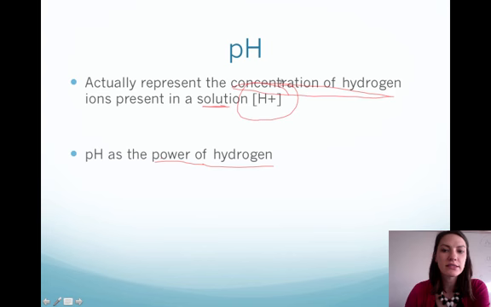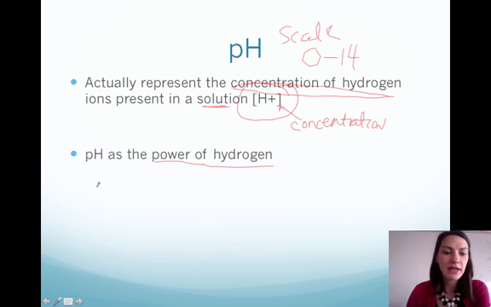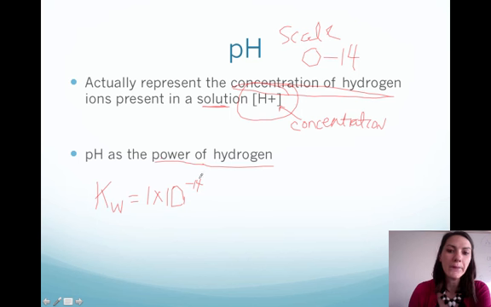H plus is your hydrogen ion, and these brackets right here just mean concentration. And our pH scale goes from technically 0 to 14. The reason for that is that the dissociation constant for water is 1 times 10 to the negative 14. So basically, we look at the concentration of hydrogen in your solution, and we do it on a scale.